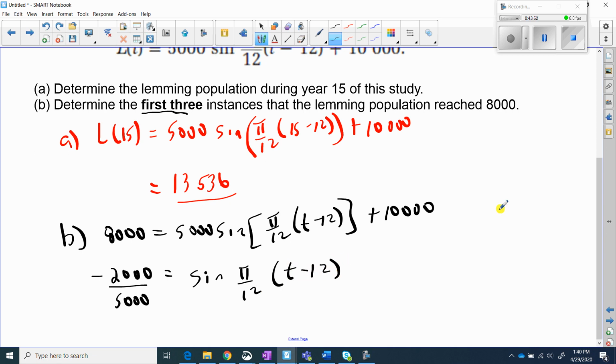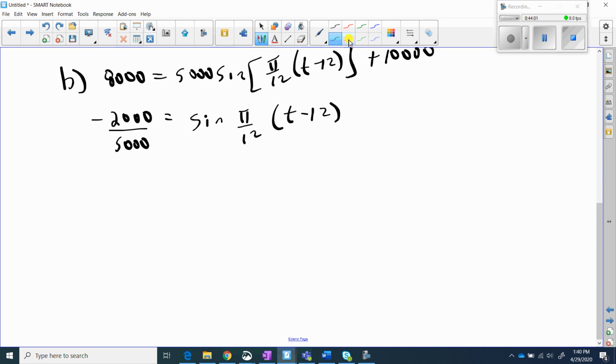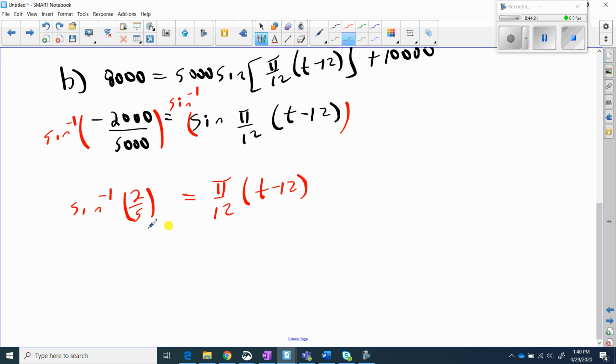All right, and then we run into the situation where we now have to get rid of the trig function on the right side. To do that, I'd have to take the inverse sine of both sides. Inverse sine of, I'm just chopping the zeros off, 2/5 equals pi over 12 multiplied by t minus 12. So I'm going to figure out what angles we're talking about here. So inverse sine of 2/5. I lost my negative. There's a negative here. So negative 2/5, sorry.